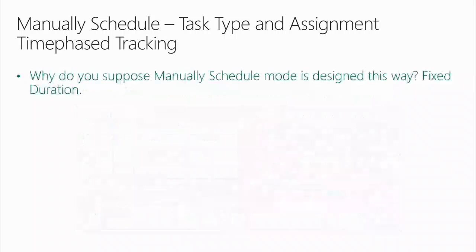All right? Why do you suppose manually scheduled mode is designed this way? Fixed duration. One of the main intents of manually scheduled mode was to not let things change, dates that is. So the engineers at Microsoft said, when you switch to manually schedule, we're going to lock you into fixed duration because that's the closest we can come to keeping dates from changing. There is no permanent way in Microsoft Project to fix dates. That functionality does not exist. Fixed duration is the closest you can get to managing the number of fixed duration periods without change. That's why manually scheduled mode calls upon fixed duration.